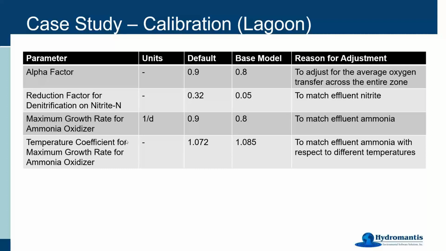The maximum growth rate for AOBs was reduced to 0.8, so that in the winter month, the lagoon effluent ammonia could be higher to match their data. We also found out that the nitrifiers were quite sensitive to the temperature. So we increased the temperature sensitivity of the AOB maximum growth rate.